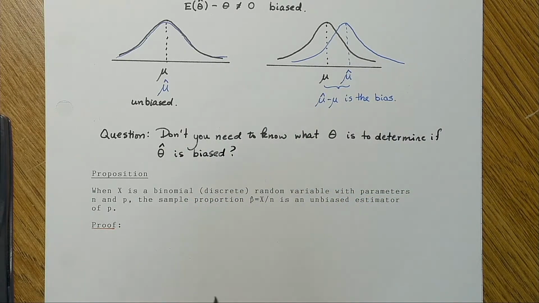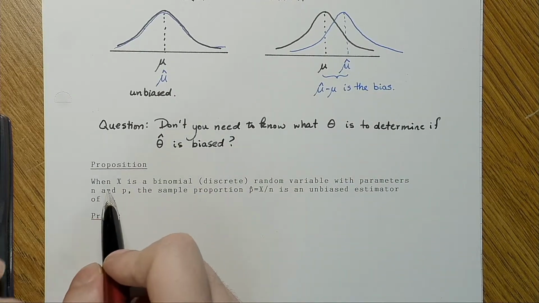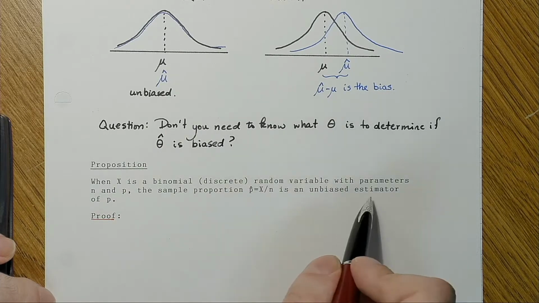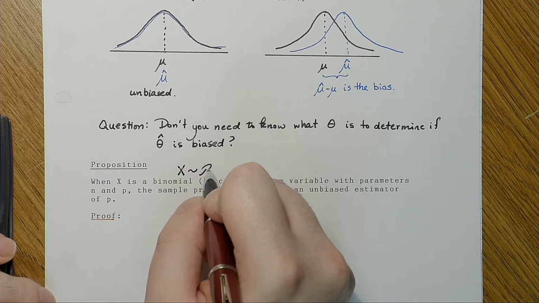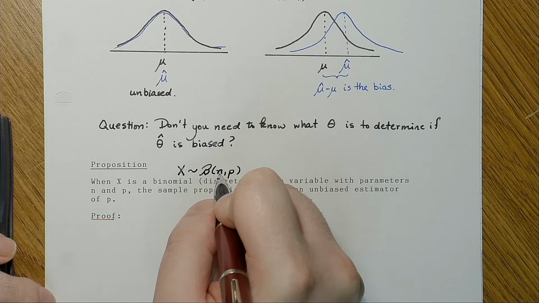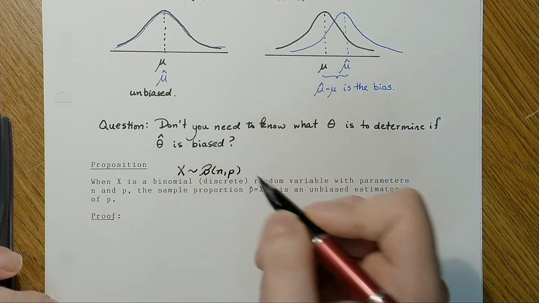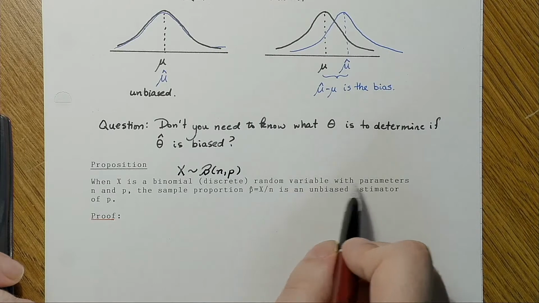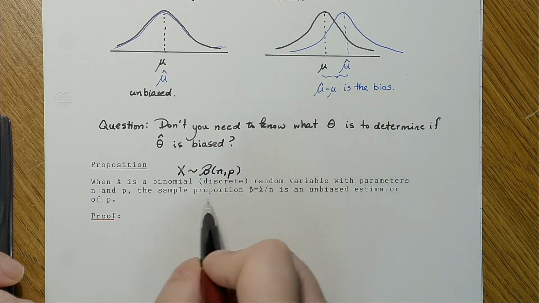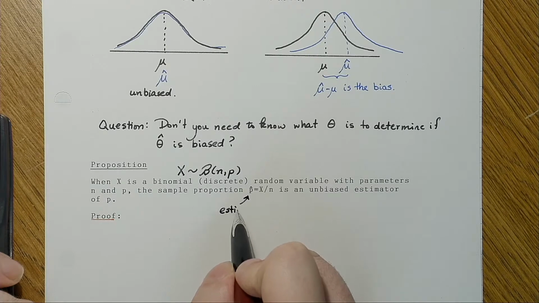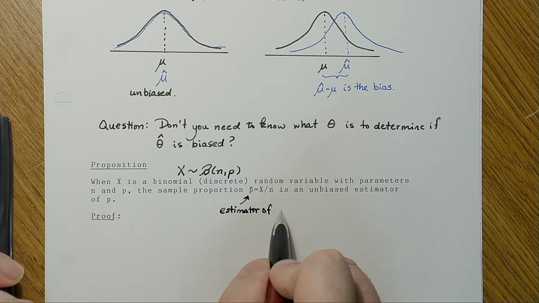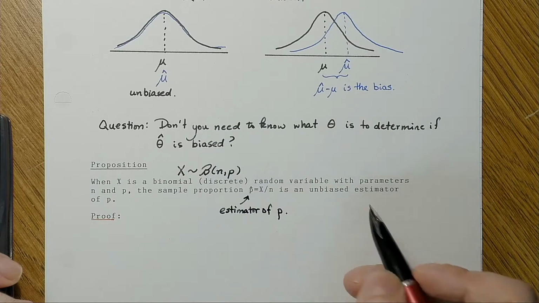So to rebut this question, we have this proposition here. When x is a binomial, discrete, random variable with parameters n and p. So what this is saying is that if x follows a binomial distribution, it has n and p. N again is the number of trials, p is the probability of success. The sample proportion, so we're going to say p hat, and that's our estimator, is an unbiased estimator.